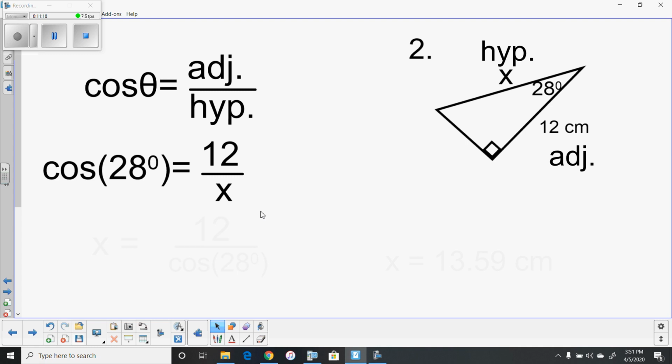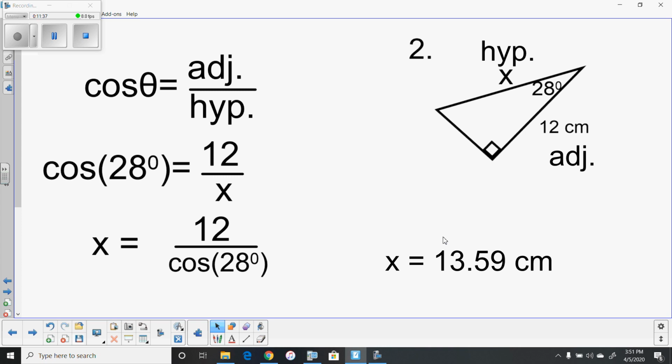This is one of those where x is on the bottom, no big deal. Swap x with cosine of 28, and it's 12 divided by cosine of 28. As we see here, you can put that directly into the calculator. We're going to get 13.59. Okay, and another thing to check, we know how long the sides need to be compared to each other, meaning the hypotenuse always has to be the longest one, so it's good that our answer was longer than 12.